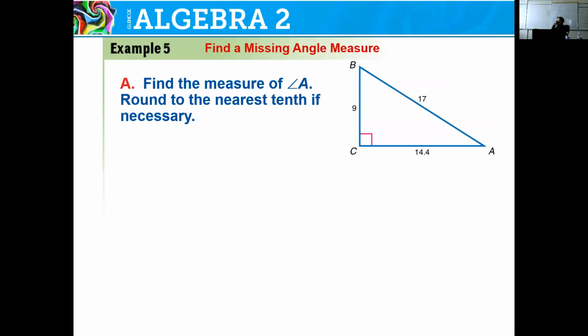Okay. Find the measure of angle A, round to the nearest tenth if necessary. So here we're going to be using any one of our inverse ratios. We could do it however we really want.